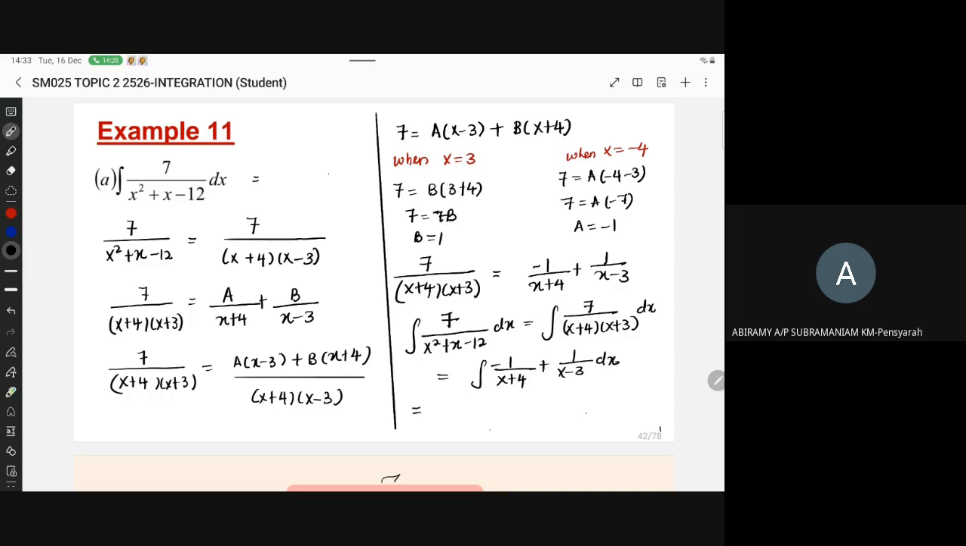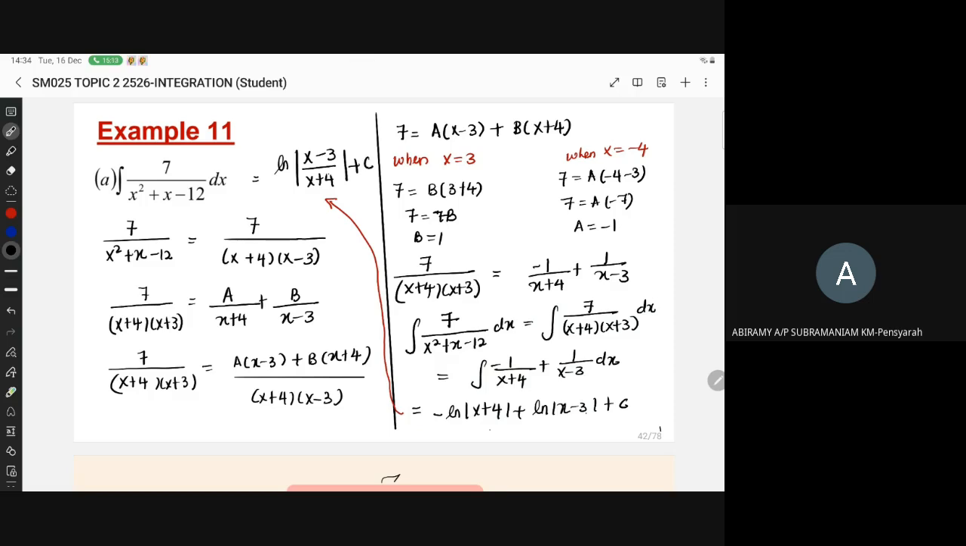Now what happens when we integrate negative 1 over (x plus 4)? This is a special case where (x plus 4) is to the power 1. So the answer here is negative ln|x plus 4| plus ln|x minus 3| plus c. Of course, we can simplify our answer. It is best to write your answer in the simplest form by using the law of logarithms: ln|(x minus 3) divided by (x plus 4)| plus c. You can write it in the simplest form.